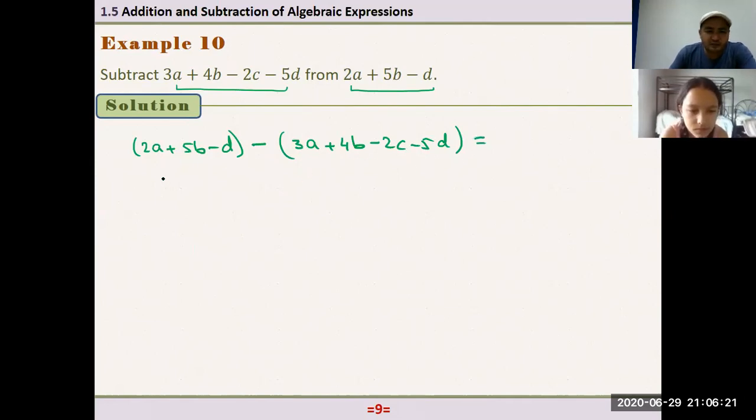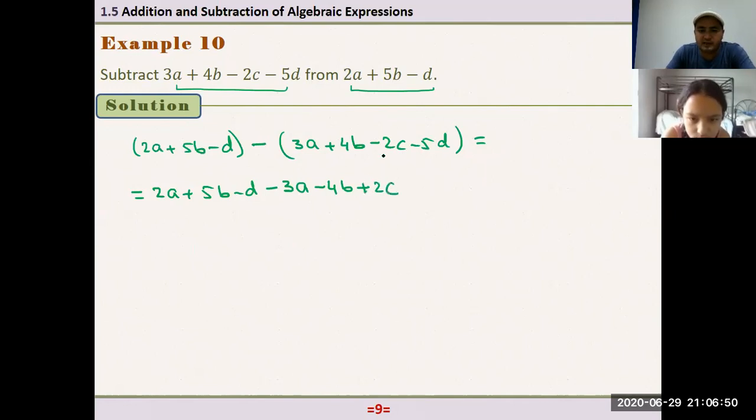The first step is to clear the brackets. In front of the first parenthesis there's nothing, so here we have 2a plus 5b minus d. And here we have minus, which means negative 1 times 3, that is minus 3a, minus times plus is minus 4b, minus times minus is plus 2c, minus times minus is plus 5d. Now we can just add or subtract the like terms, right?